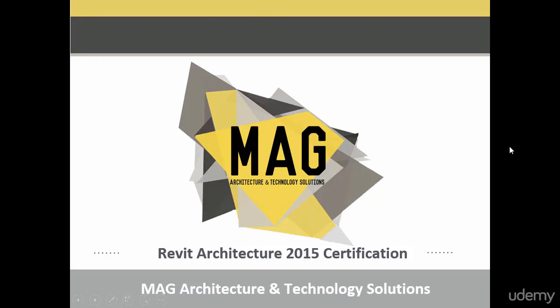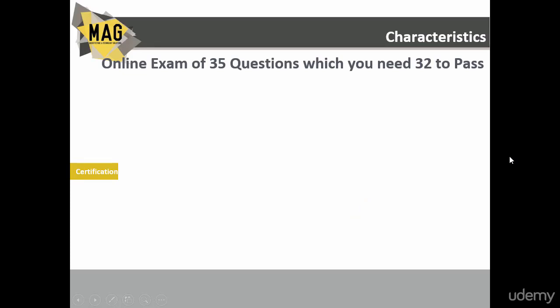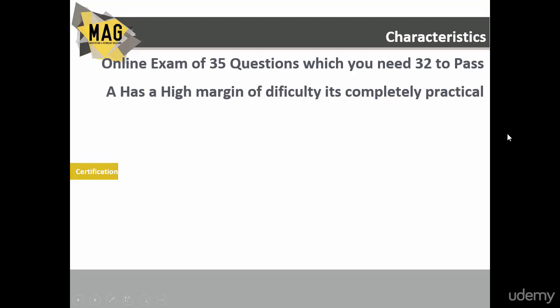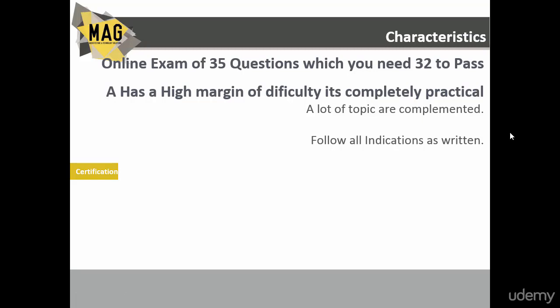Now let's review the characteristics of a Revit Architecture certification exam. It's an online exam of 35 questions which you need to pass 32 in order to get your certificate. It has a high margin of difficulty and it's completely practical. That means that you need to answer questions by doing exercises on Revit. A lot of topics are complemented between themselves, but you need to follow all indications as written. Try to read carefully and to follow them, step by step. It has a lot of trick questions.